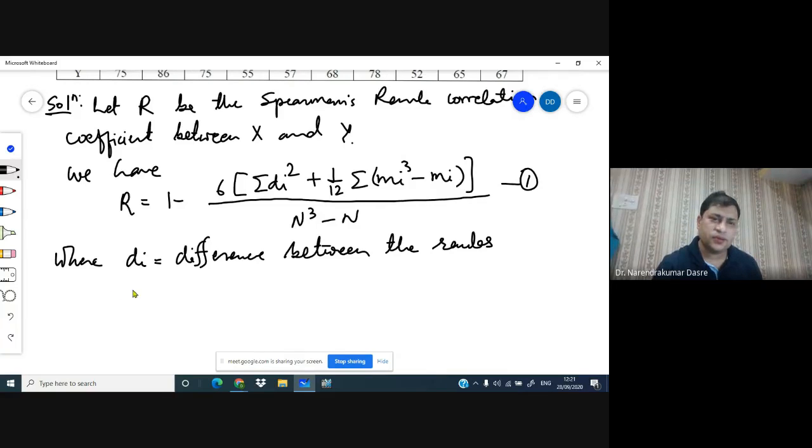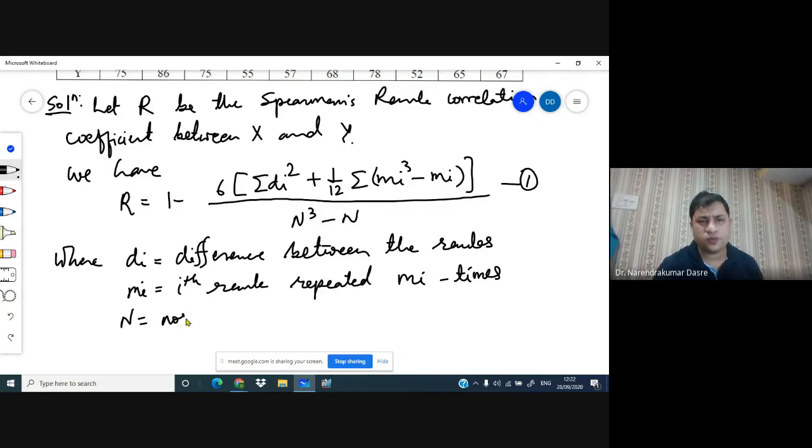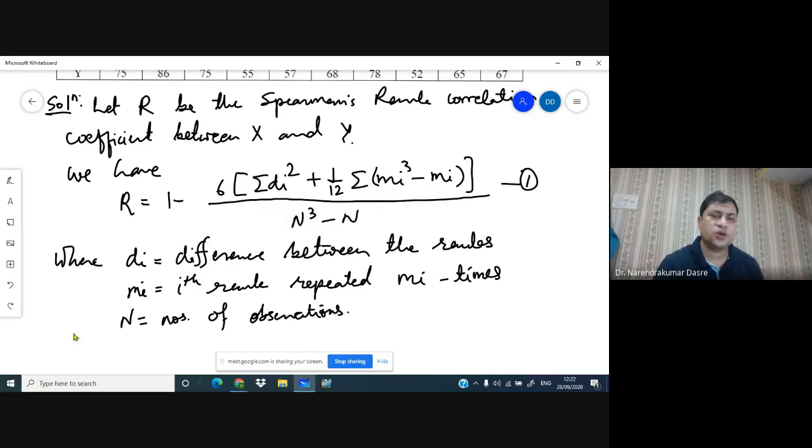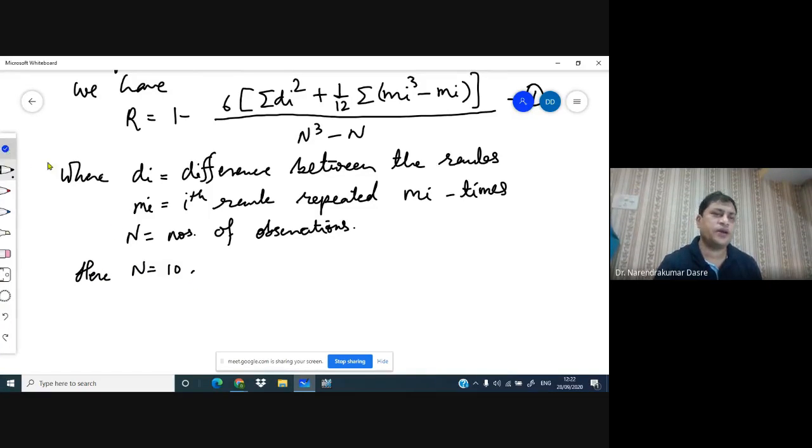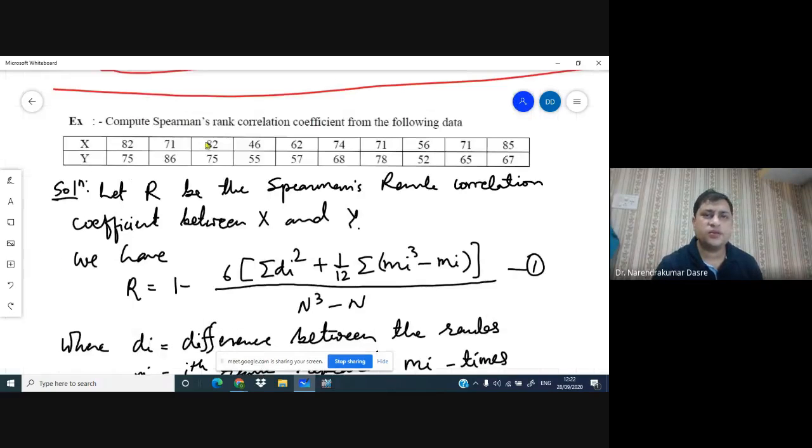Okay, then mi is the ith rank repeated mi times, and n is equal to the number of observations. So that's what we have. What is the value here? Here n is equal to 10. Okay, so you can see here that n is going to be 10.